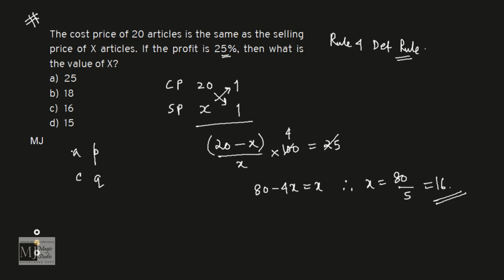A, B, C, Q. It is something like finding the value of the determinant, isn't it? Principal diagonal minus secondary diagonal by secondary diagonal into 100.